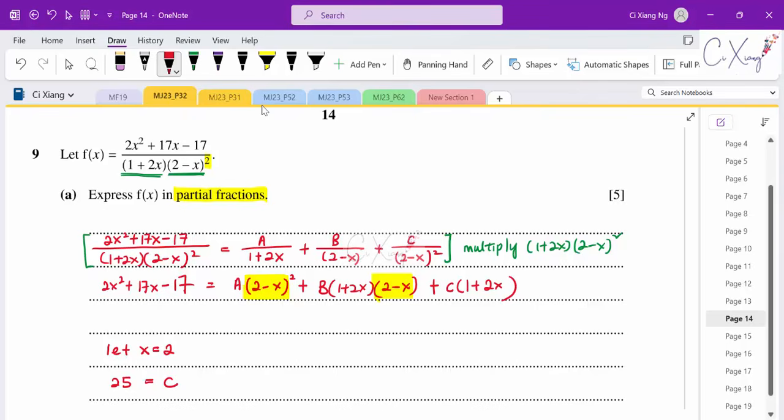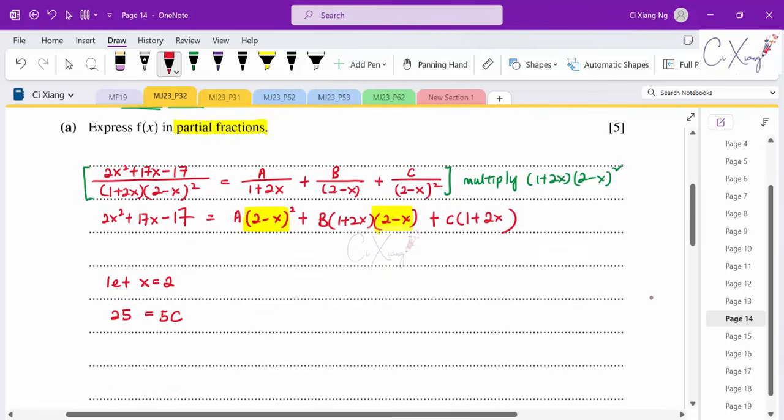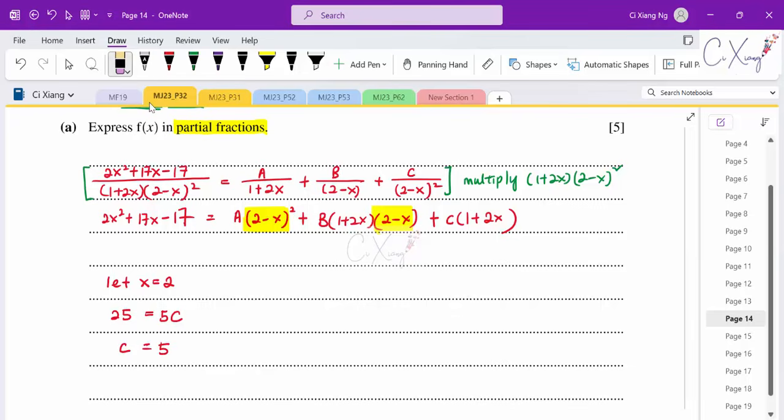1 plus 0 plus... 2 times 2 is 4, right? 4 plus 1 is 5. Therefore, I will have 5c here. Okay, then if I continue to simplify it, of course, I can get a value for c. c is equal to 5. Okay, so this is how I get the value for c, by referring to the bracket of 2 minus x.